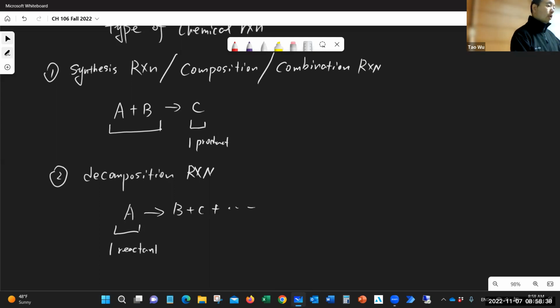We only have one reactant, but we have multiple products. So that is called a decomposition reaction. Generally, if you look at the synthesis reaction and the decomposition reaction, those two reactions are actually a couple. If you go forward, that's a synthesis reaction. If you go backward, that's a decomposition reaction. So synthesis reaction and decomposition reaction are coupled to each other.